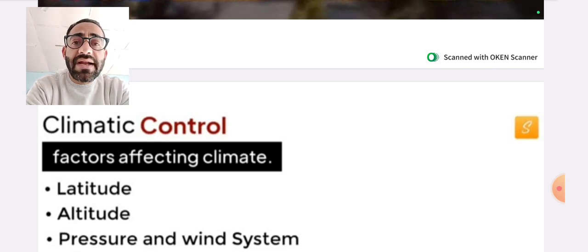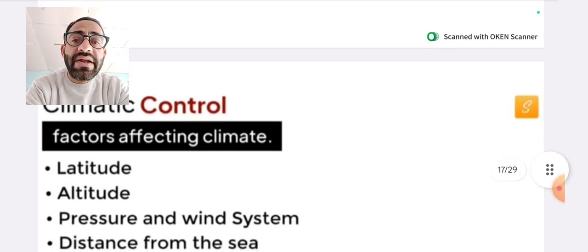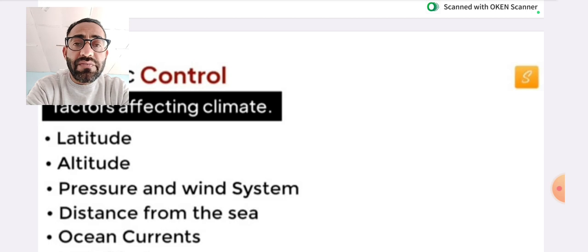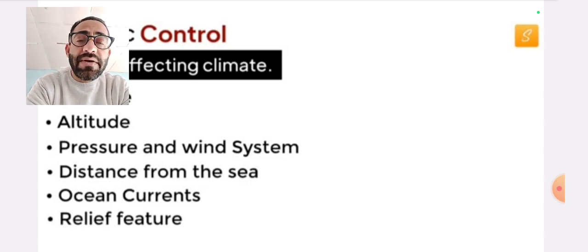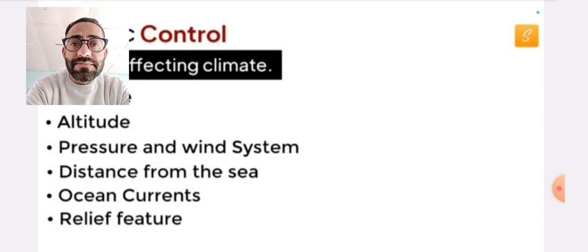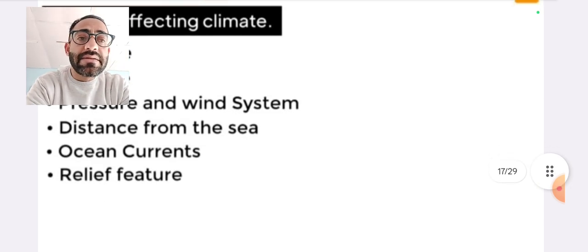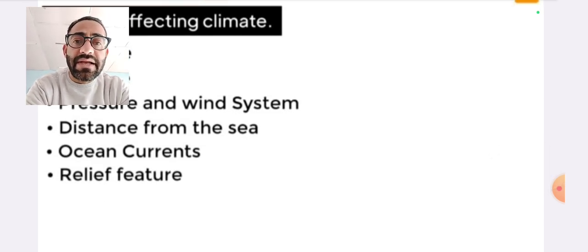There are some factors which are responsible for controlling the climate of a place. The first important factor is latitude. The second important factor is altitude. The third most important factor is pressure and wind. The fourth important factor which affects the climate of a place is the distance from the sea. Another important factor is ocean currents. And the last factor is relief features. These are the six factors that affect the climate of a place. Now let me explain these six factors in detail.